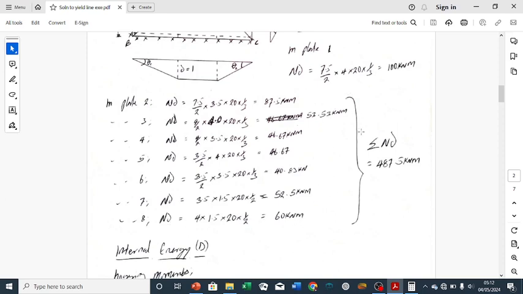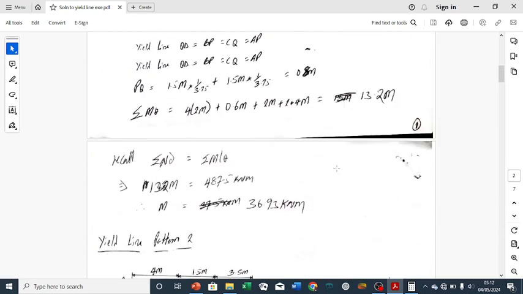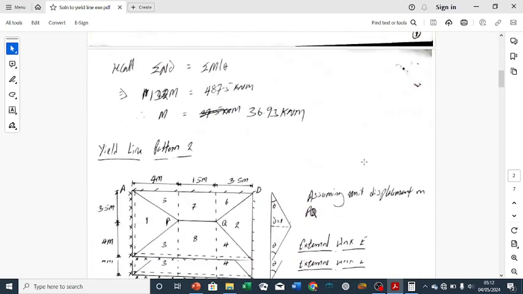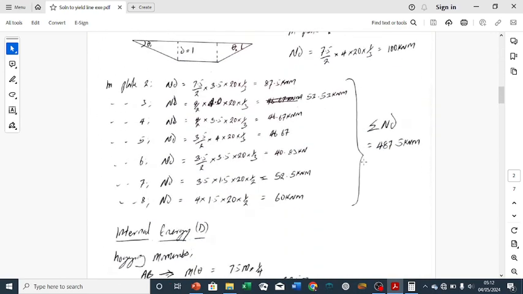So by the time we sum all the N delta, we had 487.5 kilonewton. Is that what we had in the first case? I think, yeah, we have the same 487.5. So it's the same thing. Despite the changes, we had the same external work done.